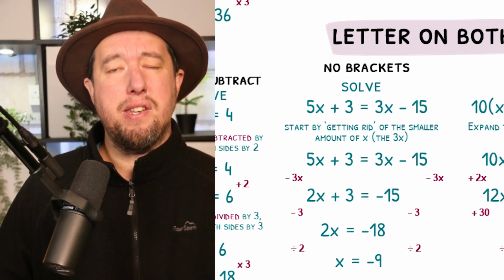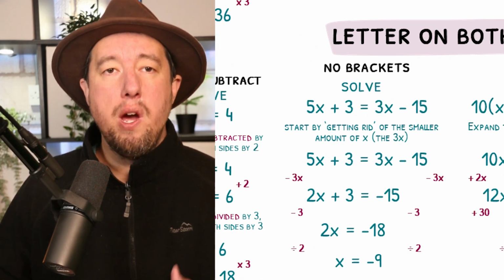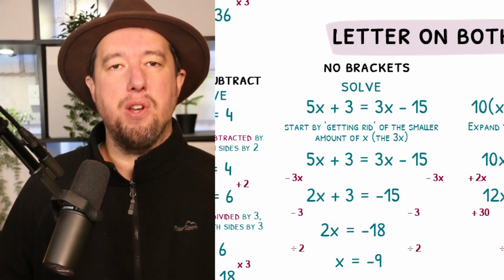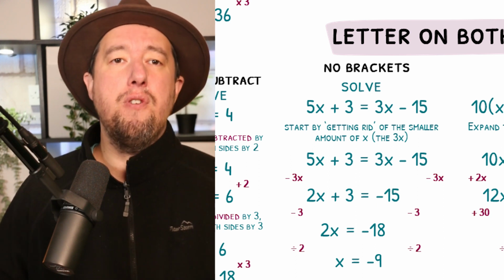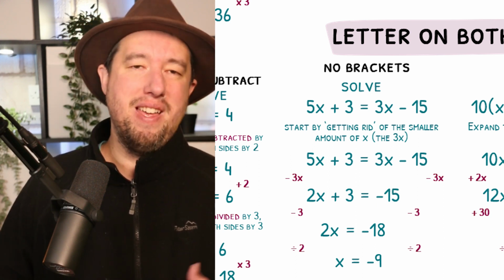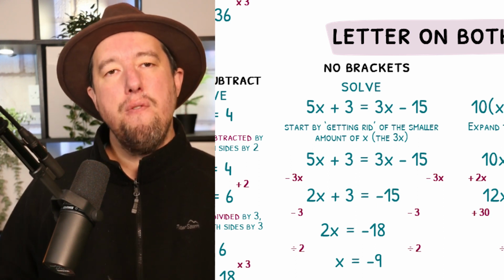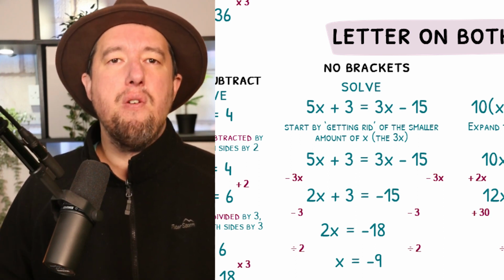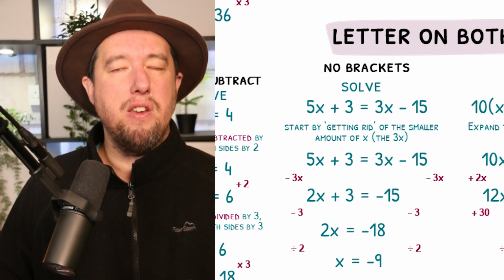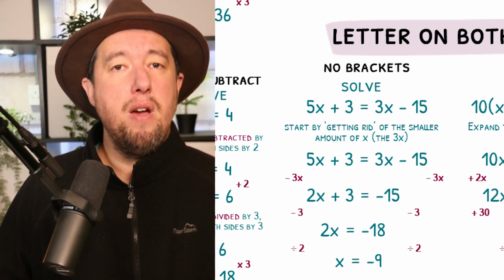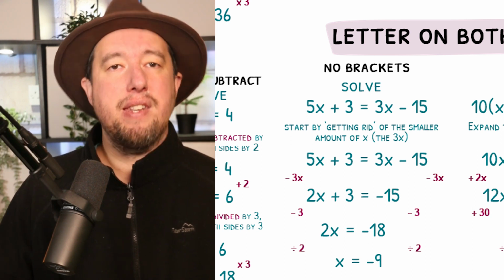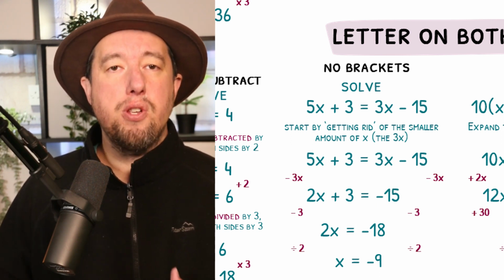If there are x terms on both sides, always deal with this first. It is easy to start getting confident with solving equations, only to have your confidence knocked when you find a question that has x on both sides. To solve 5x plus 3 equals 3x minus 15, we need to figure out which of the x terms will be easier for us to deal with. The simplest way of doing this is look at which is smaller. Here we have a 5x and a 3x, so we will focus on the 3x.